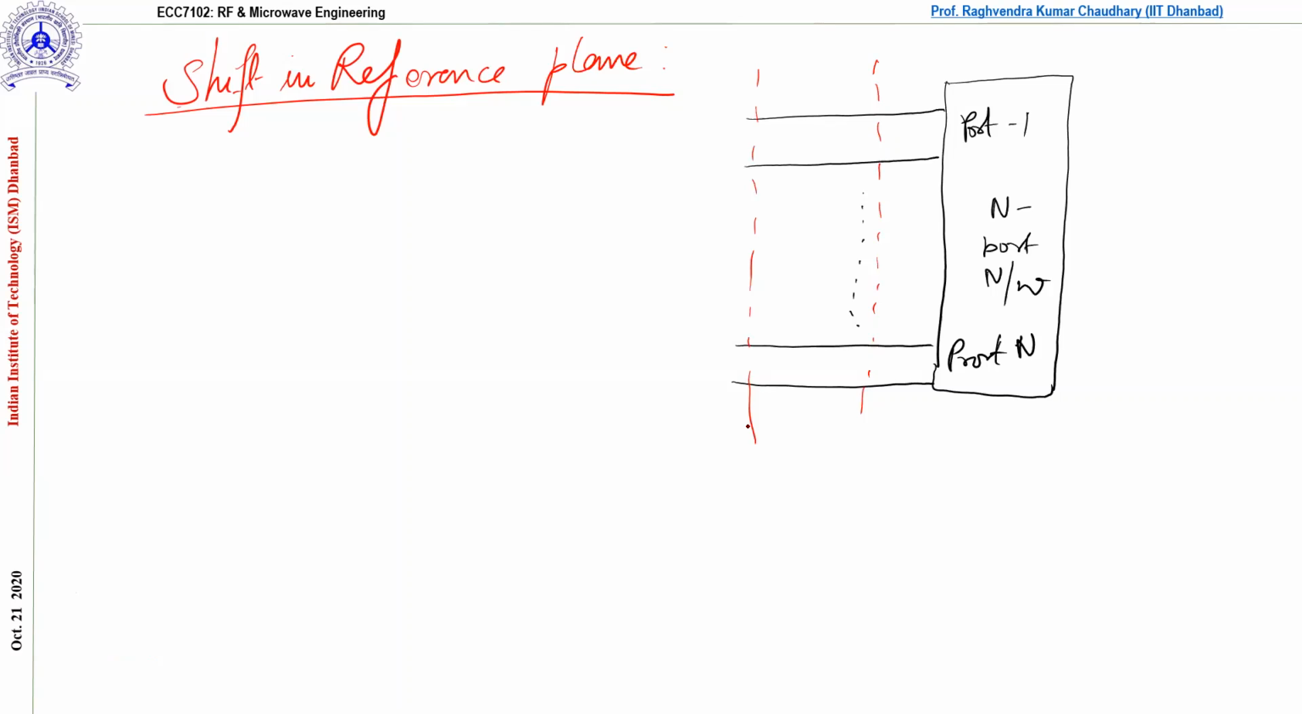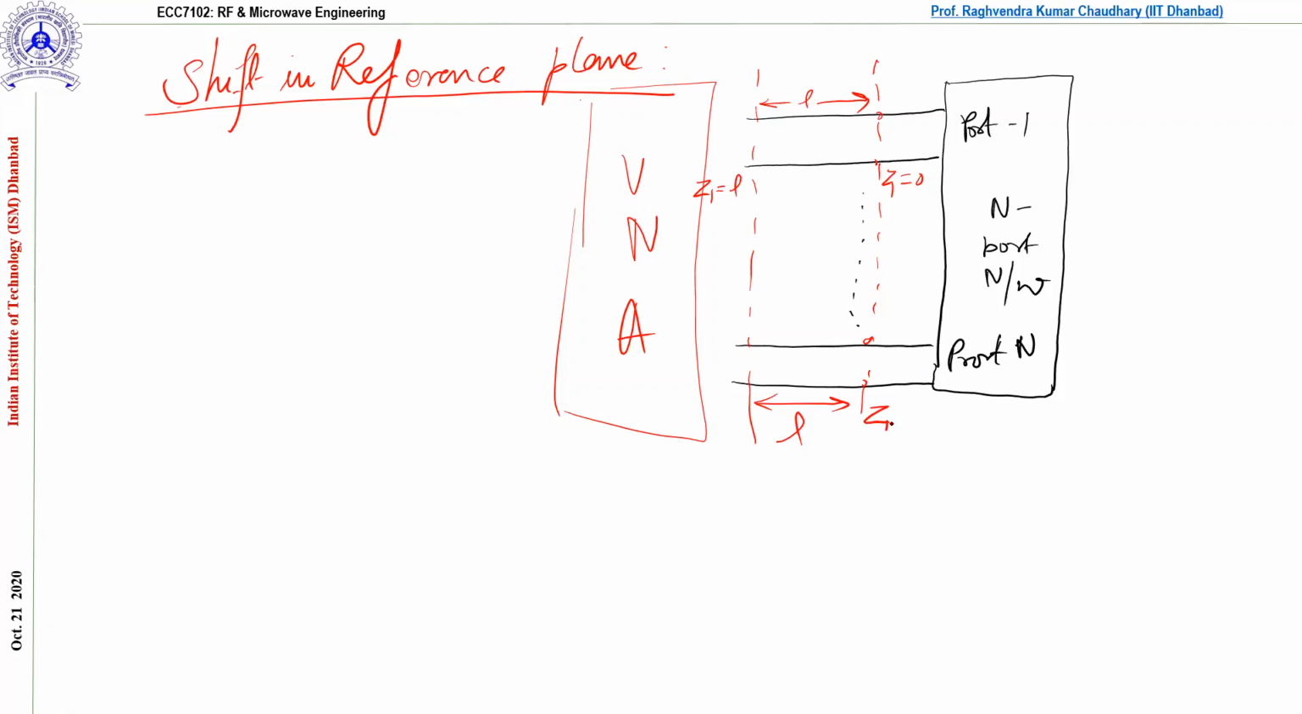So this point is particularly z1 equals 0. This is z1 equals L. We connected a cable of length L. These are the ports of this device, correct? And we connected a cable so that we can connect with the machine. What is the machine? The machine is here, which is called the VNA, vector network analyzer, correct? Fine. So this extra length we need to connect. Let's say this is zn equals 0 and this is zn equals L.